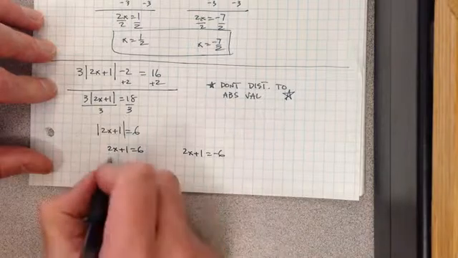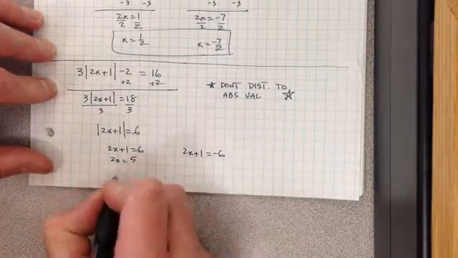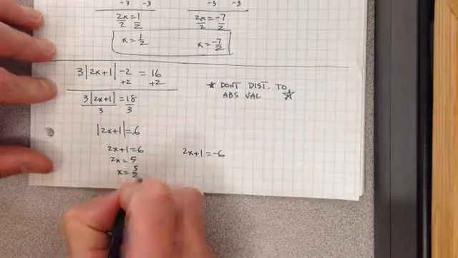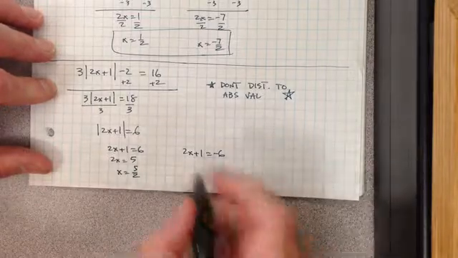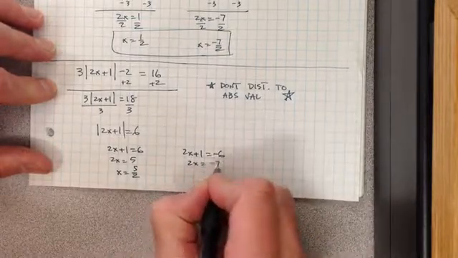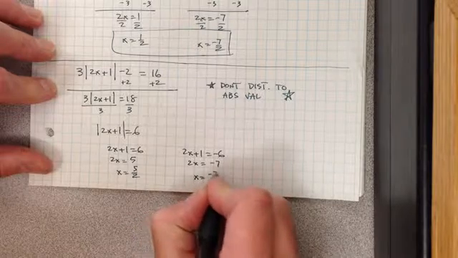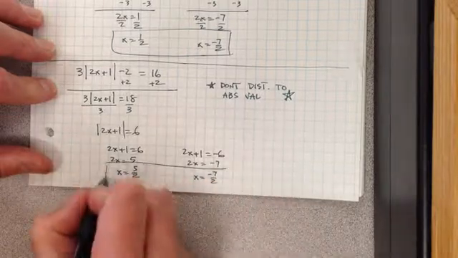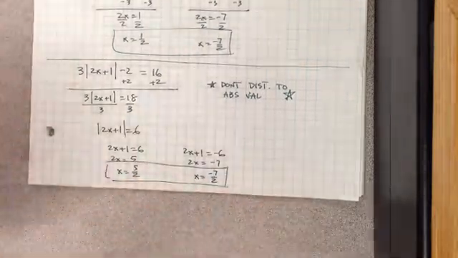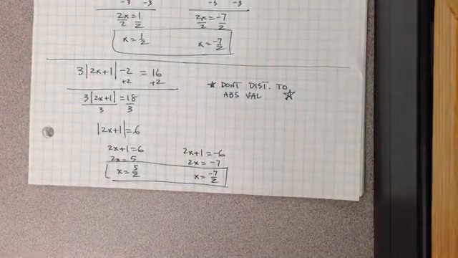Solve, subtract 1. 2x equals 5, divide by 2, x equals 5/2. Coming in here, subtract 1. 2x equals -7, divide by 2, x equals -7/2. Those will be your two solutions for this absolute value equation. Thank you very much for that.